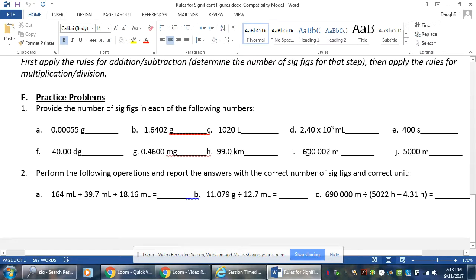On I, this has a lot of zeros, but it's sandwiched in between 2 non-zero numbers that are significant. Therefore, all of them are significant. This has 6 sig figs.